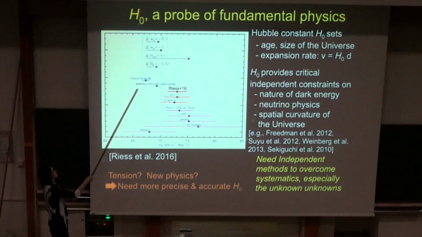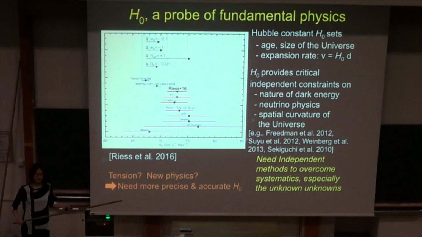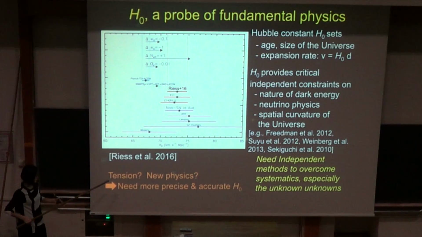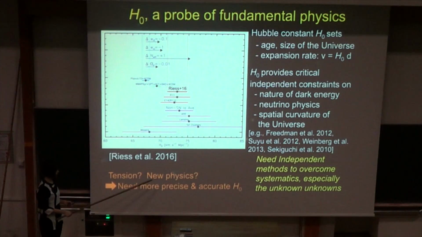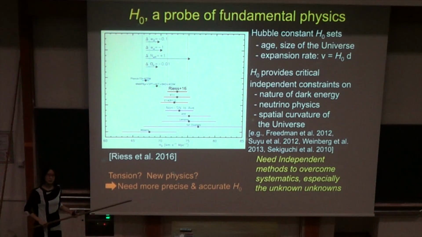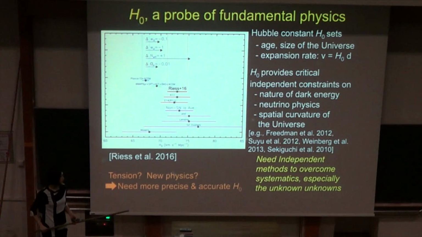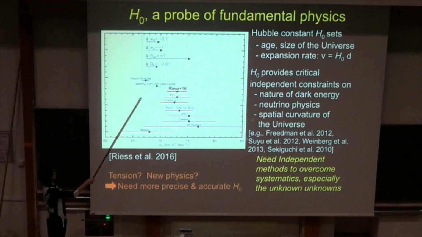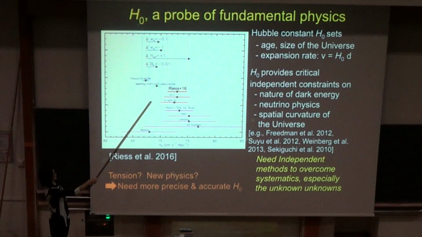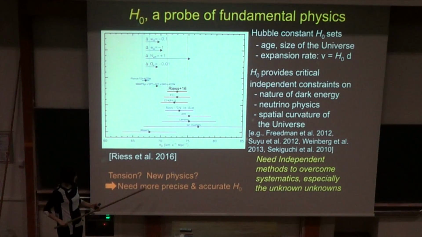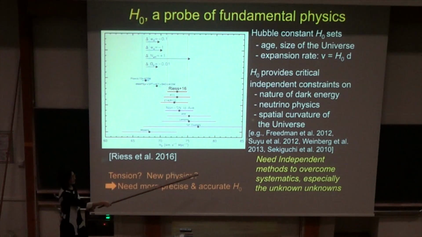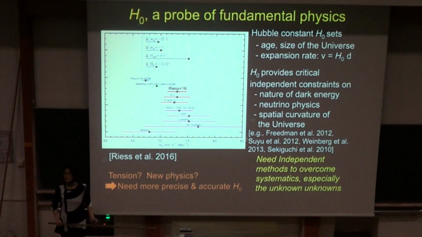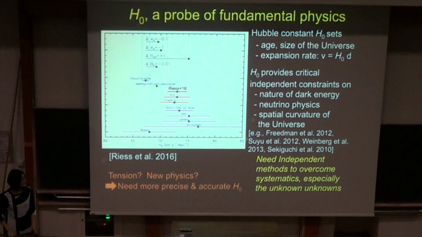So if this tension is real, then this means that our universe is not the standard flat lambda CDM, and we actually need something more. So this would be new physics, and to test whether there is indeed new physics, we need more precise and accurate measurements of the Hubble constant, because currently the tension is almost 3 sigma, but we actually need independent methods, especially to overcome the systematics, especially the unknown unknowns.